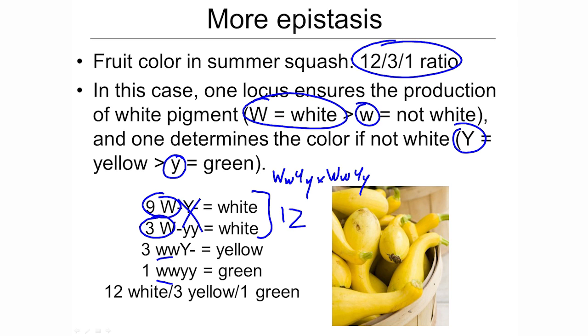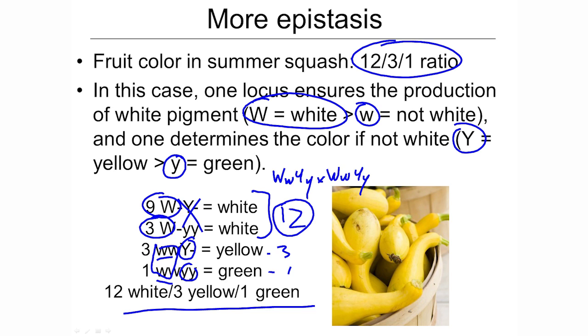It's almost as if the yellow locus is saying, hey, I want to make yellow color, and the white locus says, I don't care, I'm making white and you can't do anything about it. But when it's little w, as long as there's one big Y, you're going to get yellow, and there are 3 of those. And if there's little y, you're going to get green, which is the recessive. So there's clearly why you get the 12 to 3 to 1 ratio.